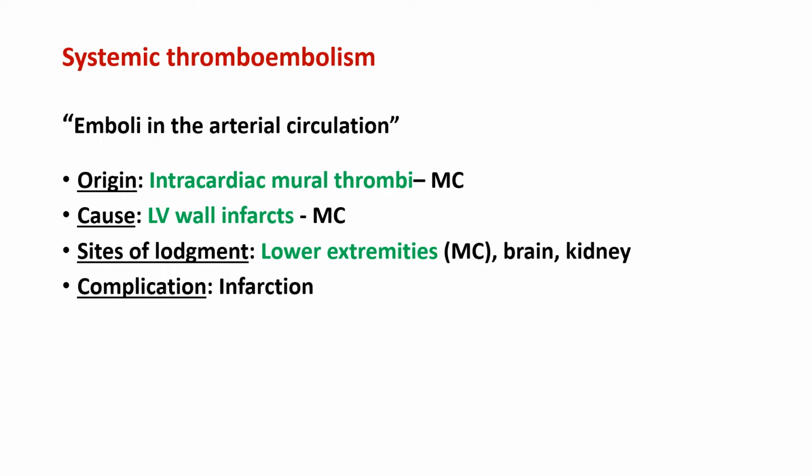Once they enter the circulation, they usually pass down to the lower extremities. That's the most common site where they get lodged. Along with the lower extremities, there are other sites like brain and kidneys where they do get lodged. And whenever an embolus obstructs the circulation, because of cutoff of the blood supply, the target tissues suffer from ischemia, leading to development of infarction.